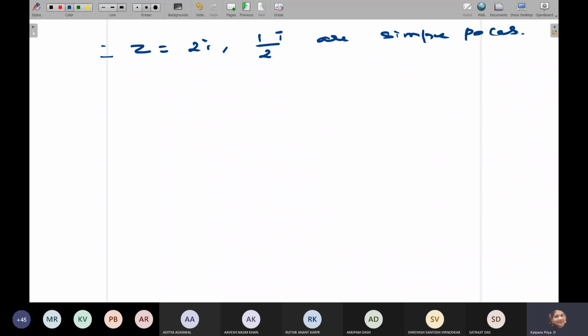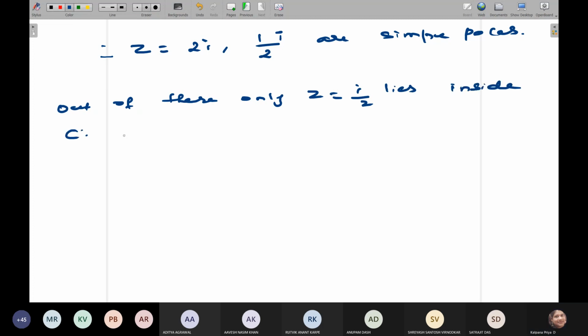Okay. So what is the contour? Contour is a unit circle. Therefore, out of these, only z equals i by 2 lies inside C. What is C? Modulus z equals 1. Okay. So find residue for only that point, f of z at z equals i by 2.